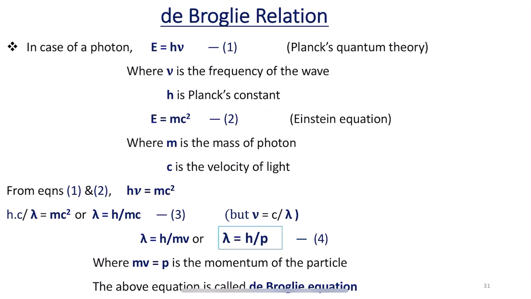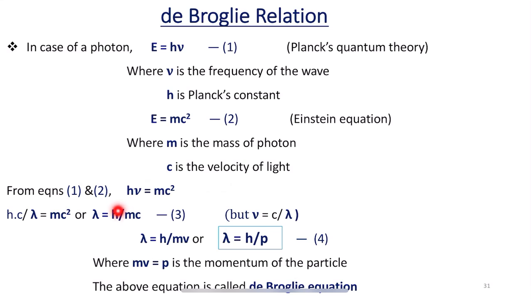If the photon is supposed to have particle character, then according to Einstein's equation, the energy is given by E = mc². Let me call this equation number 2. Equation 1 is Planck's quantum theory equation, and both define the energy of the photon: one when energy is considered to have wave character, the other when energy is considered as a particle. In Einstein's equation, m is the mass of the photon and c is the velocity of light.